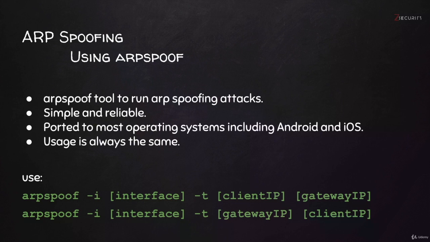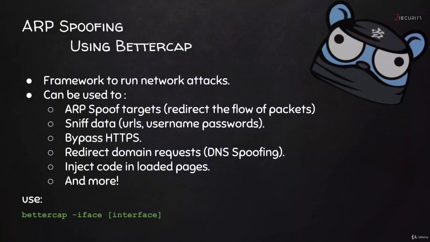However, in this lecture and in the next lectures, we're going to be using a tool called BetterCap. BetterCap can be used to do exactly what we did with arpspoof. So we can use it to run an ARP spoofing attack to intercept connections. And it can be used to do so much more. So we can use it to capture data and analyze it and see usernames and passwords. We can use it to bypass HTTPS and potentially bypass HSTS. We can use it to do DNS spoofing, inject code in the loaded pages, and so much more.